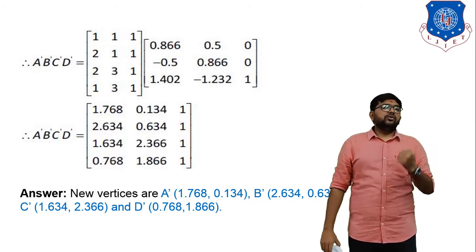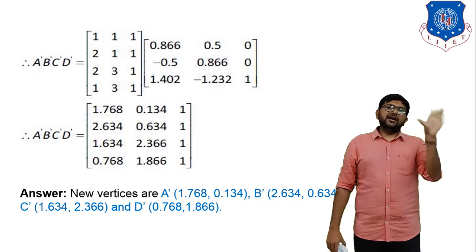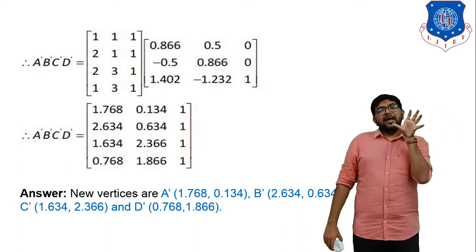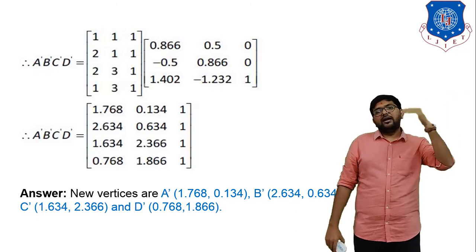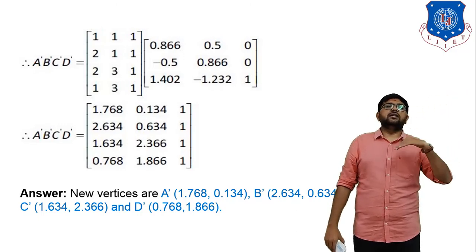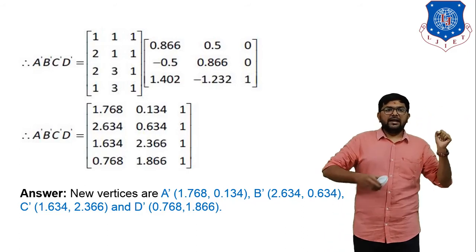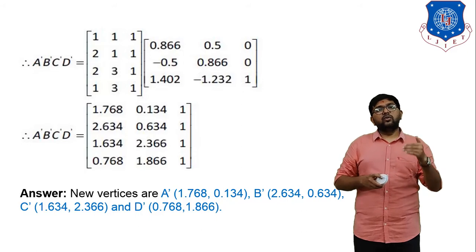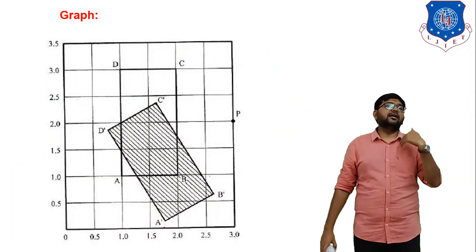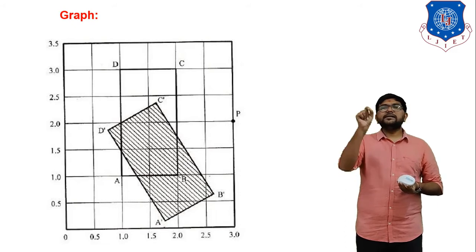Now you have to show this whole procedure in one graph. In that graph you have to draw the actual rectangle and the rotated rectangle. Clear? And you can easily understand how to rotate a rectangle about any point. Clear? So the answer is already derived. Now you have to draw the actual rectangle and the rotated rectangle. The actual rectangle is ABCD.